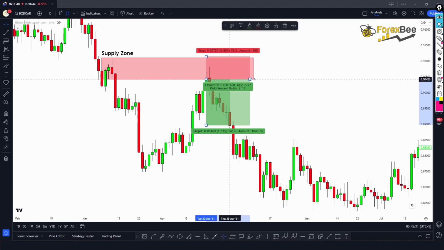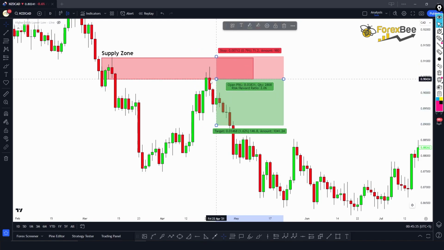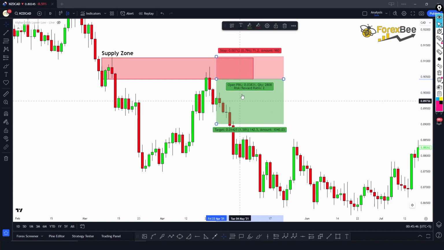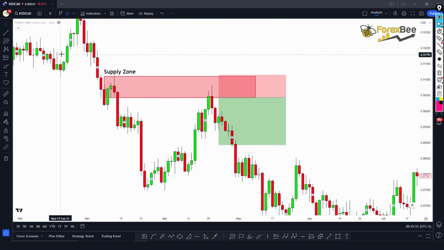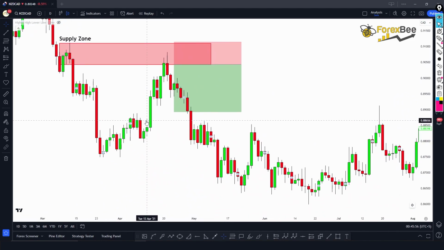Now what most traders do is they trade on a fixed take profit level. For example, here we can see most traders would take break even on the trade at 1:1, and then they would exit the trade or close their position at a risk reward ratio of 2 or 2.5 or something like that. But that is not risk free trading, because risk free trades mean that you want to take the maximum out of the market.